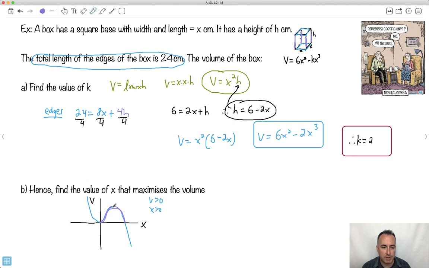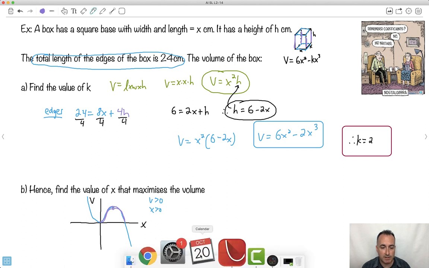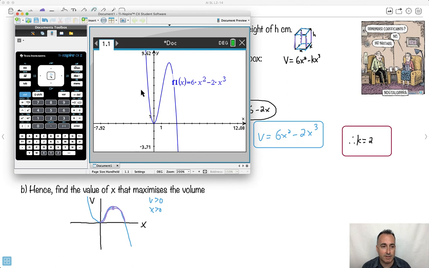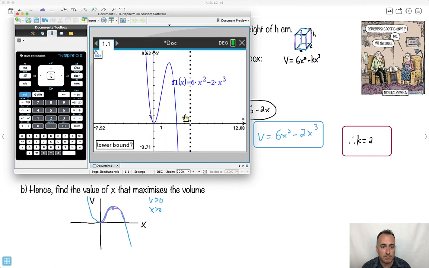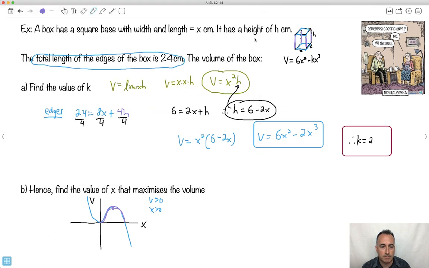If I want to maximize the volume, well, that means there's a maximum, isn't there? Let's go ahead and find that. That's easy to do on our calculator, isn't it? I just go to menu, Analyze, and say, give me the max. It's going to ask me for a guess. So I'm going to say lower bound, so I go a little bit below it. Upper bound, I go a little bit above it. Notice it's 2, 8. So I'm going to say, great. That means x is 2 and the volume is 8.